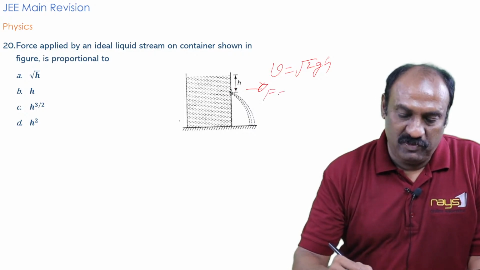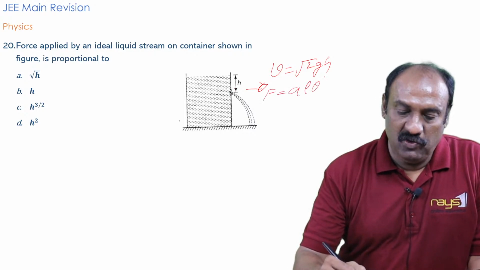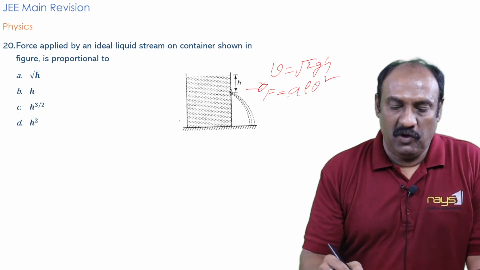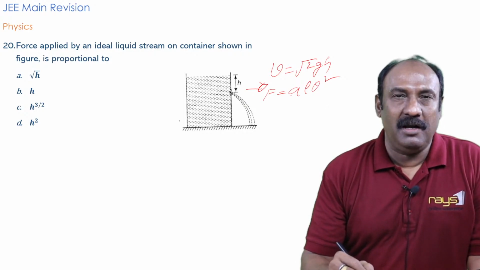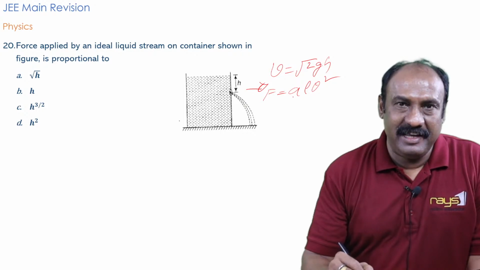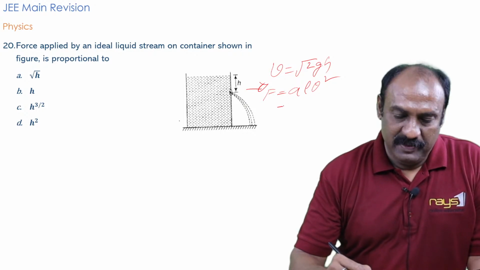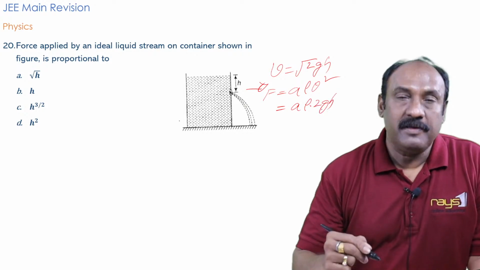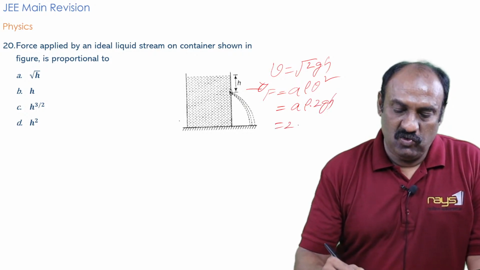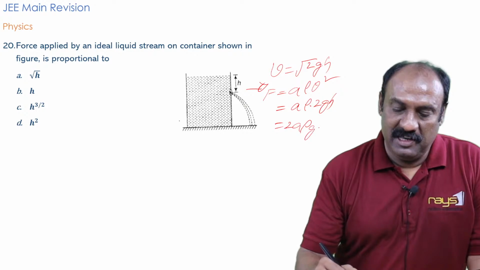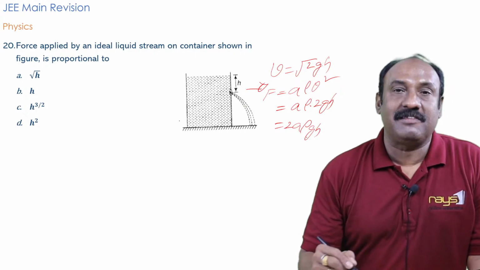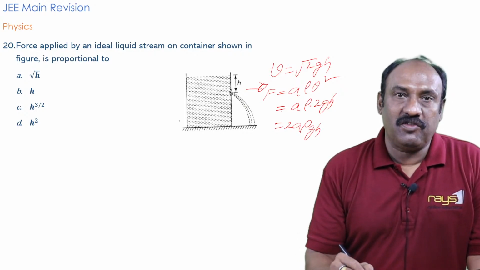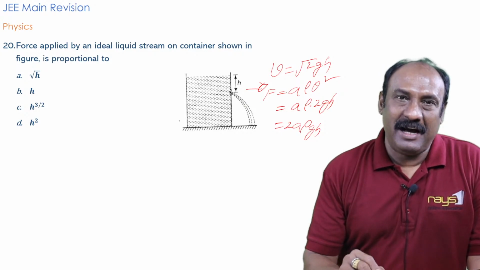This force is equal to A rho v square. So, with what force this liquid comes out of the small hole of cross-sectional area A, that is A rho v square, equal to A into rho into, instead of v square I write 2gh. So that is 2A rho gh. 2A rho gh is the equation for the force at which liquid comes out of the small hole.